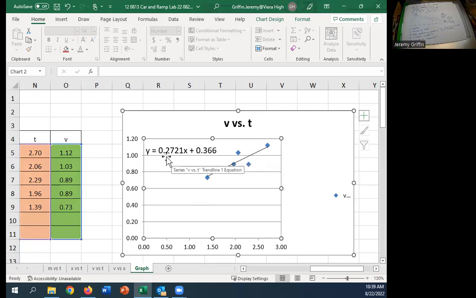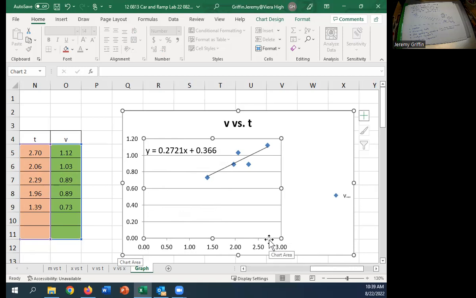So that slope right there, the 0.27, what unit is attached to 0.27? Well, how about this? If this horizontal axis is in seconds, and the vertical axis is in meters per second, shouldn't slope be rise over run? What is meters per second divided by seconds? Meters per second squared. That's what that would be, right? Meters per second per passing second.